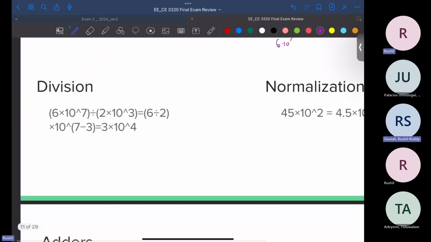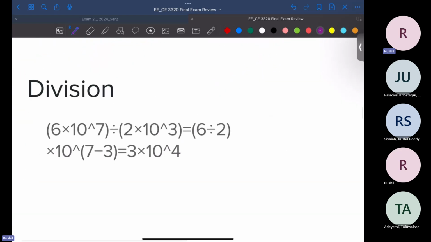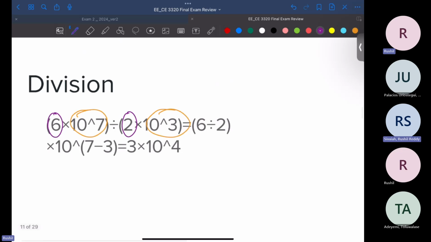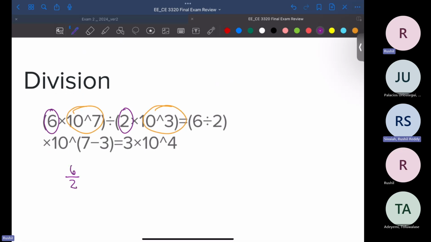Okay. Division. The exact same thing, just the other way around. So pair, then pair, and then pair and pair. So this will be 6 over 2, and then we'll switch colors. 7 minus 3, and then this gives us 3 times 10 to the power of 4.